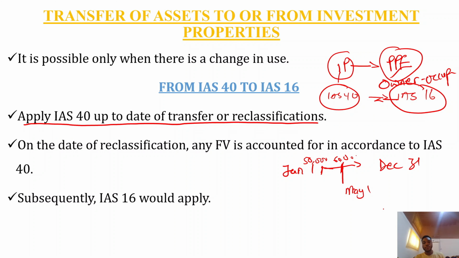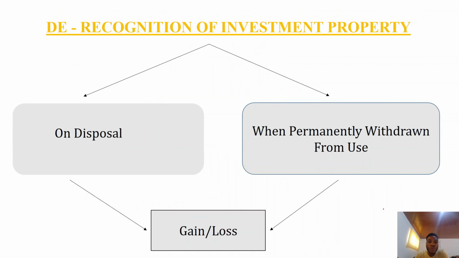So that is it. Now, when you talk about derecognition of investment property, we are saying that at what point can you derecognize this asset from your books? You can derecognize it on disposal, when you dispose of the asset, or when the asset is permanently withdrawn from use. So either on disposal or permanently withdrawn from use. So you sell the asset to earn some money, or you decide that you are not using the asset again.